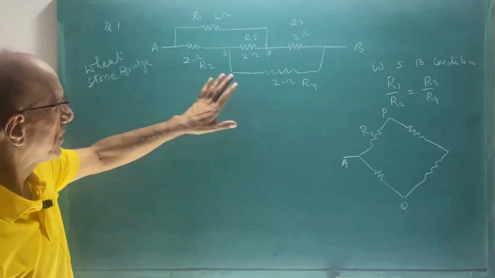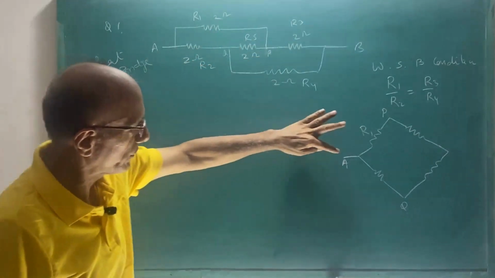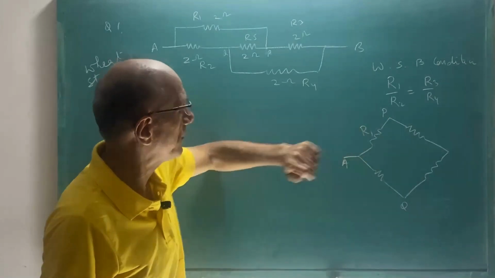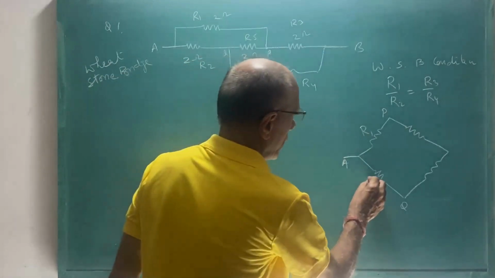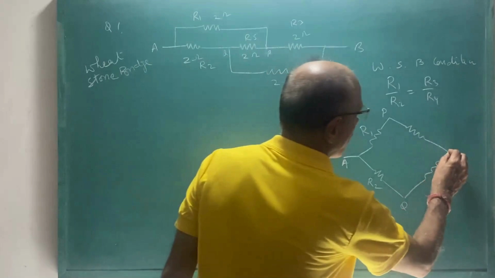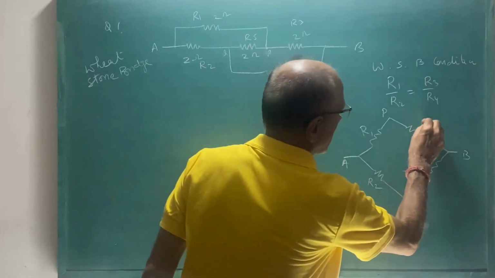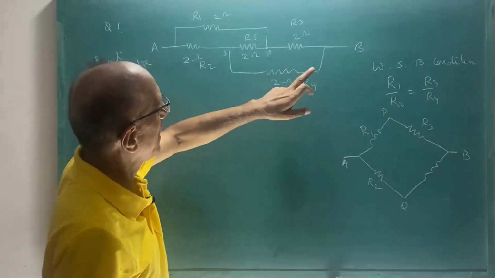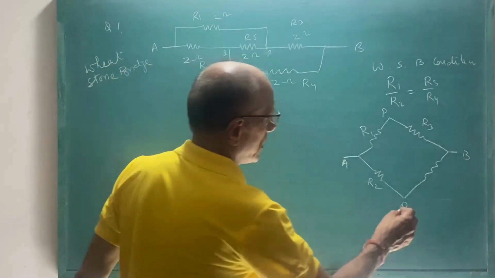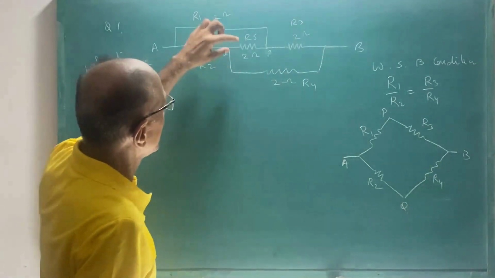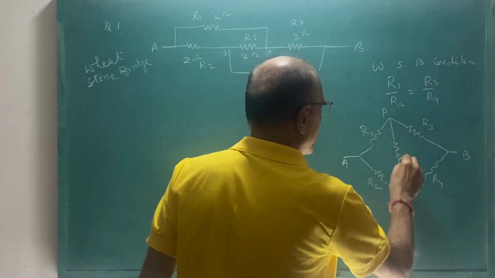Just see, pay a little attention and you will understand. From A we are connecting R1 to P, so we have connected this R1 from A to P. Similarly, this R2 is connected from A to Q. And now from B, we have connected R3 to P. And R4 is connected from B to Q. And then this R5 is connected between P and Q.